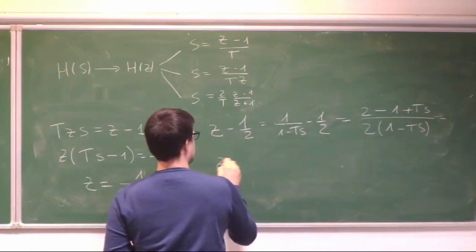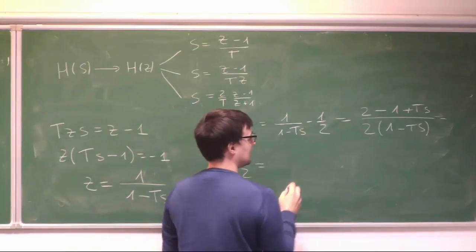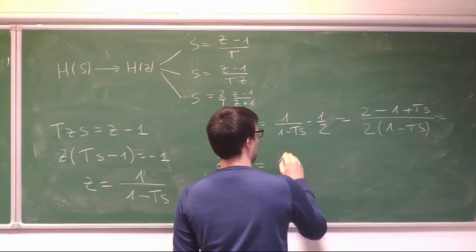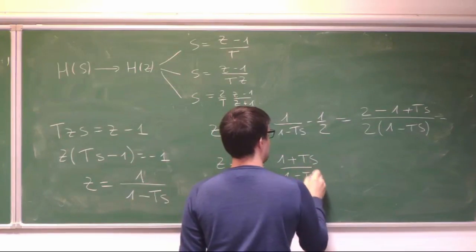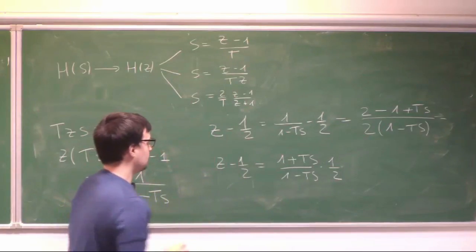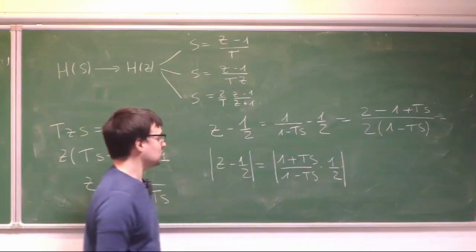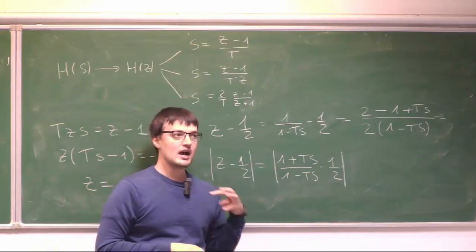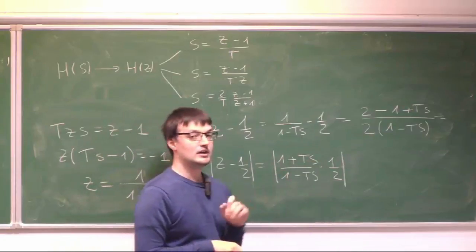So then we have z minus 1 over 2 on the left hand side, and on the right hand side we obtain (1 plus ts) divided by (1 minus ts) times 1 over 2. Okay? Now we compute the absolute value of this and the absolute value of this, and what we are interested in is where the imaginary axis is mapped. So s will be equal to j omega.